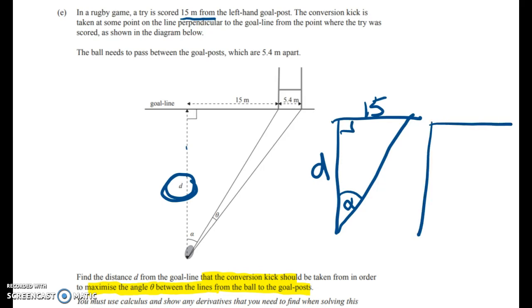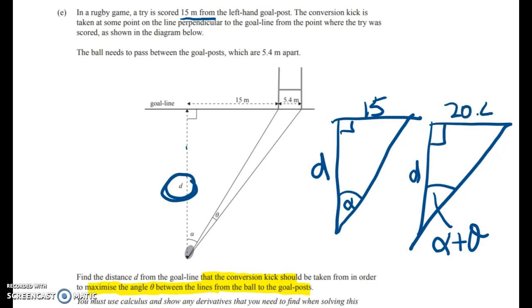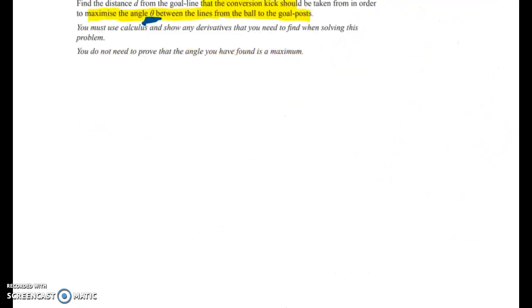Then I look at the next big triangle, and I see in here alpha plus theta. I've got D here again, and now I've got 20.4 metres. So I'm going to do something with that. We want to maximise angle theta. So let's start by writing down some stuff about tan, and then think about what to do, because I think that's going to be the hardest step. We've got to use calculus, and we've got to differentiate, which really shouldn't be that surprising by now.